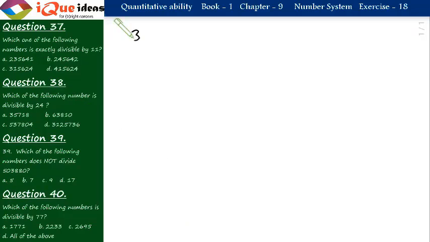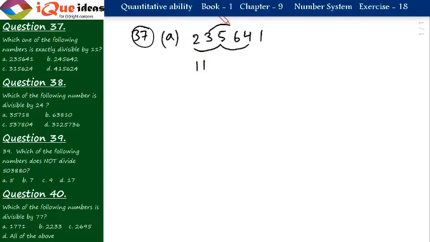Now, question number 37. It says, which of the following is divisible by 11? There is no other way. We have to check every option. So let's say first option, it is 2, 3, 5, 6, 4, 1. 2 plus 5, 7 plus 4, 11. 3 plus 6, 9 plus 1, 10. So 11 minus 10 is 1. Hence it is not divisible by 11. To be divisible by 11, the outcome should have been either 0 or a multiple of 11.